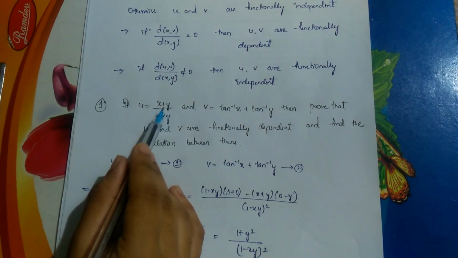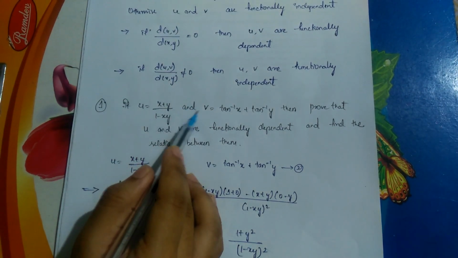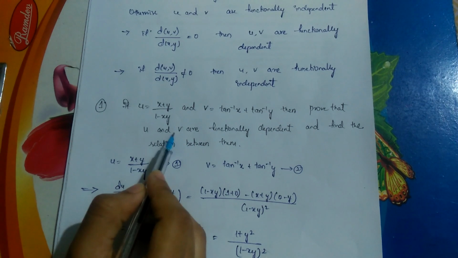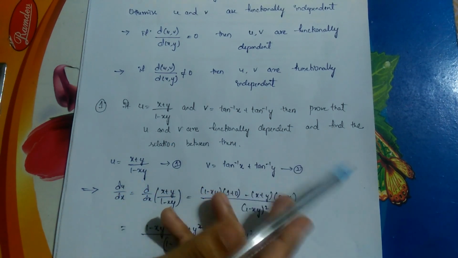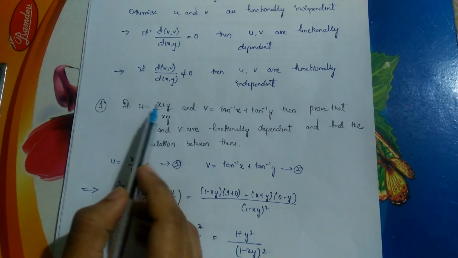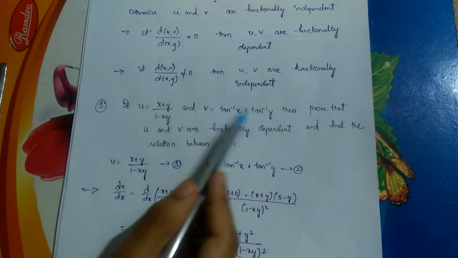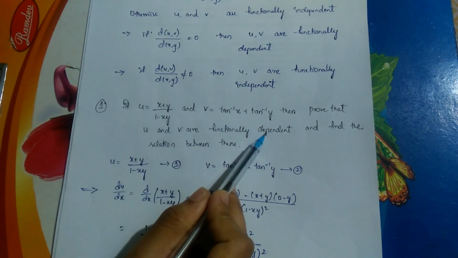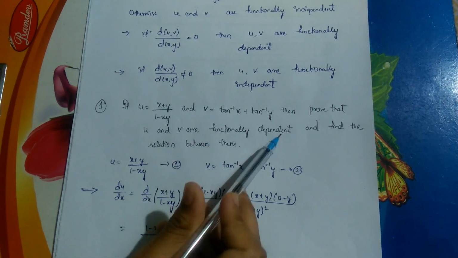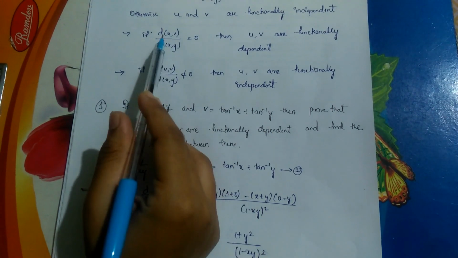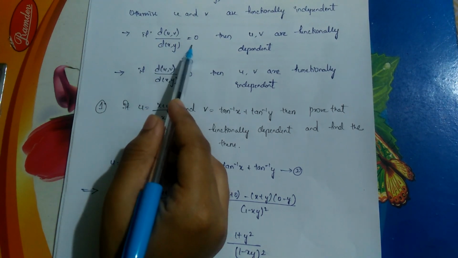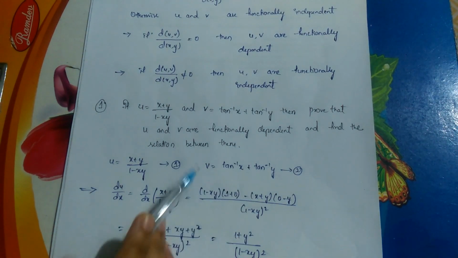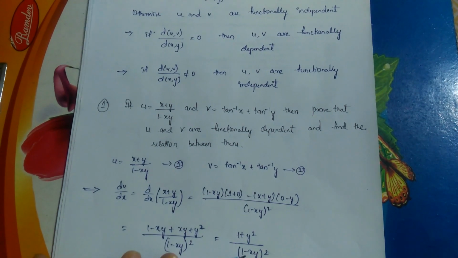If u is equal to (x plus y) by (1 minus xy), and v is equal to tan inverse x plus tan inverse y, then prove that u and v are functionally dependent and find the relation between them. So they have given the functions u and v in terms of x and y, and we have to prove that u and v are functionally dependent. So u and v are functionally dependent means we have to prove that ∂(u,v)/∂(x,y) is equal to 0. Then after that we have to find out the relation between u and v.